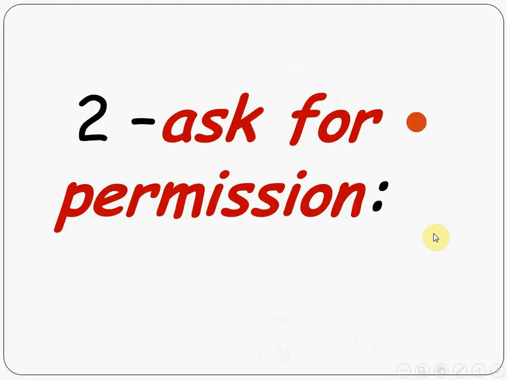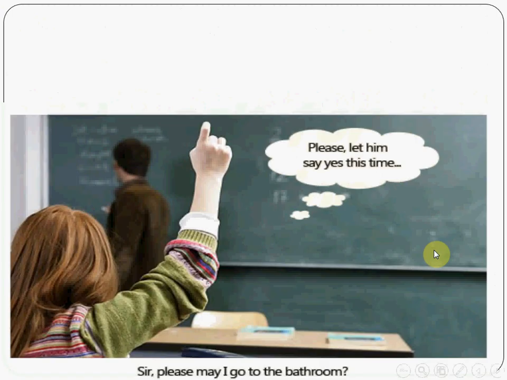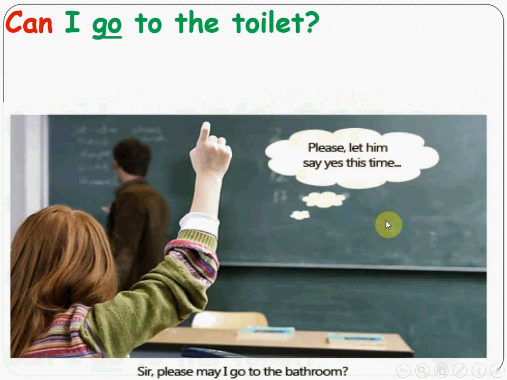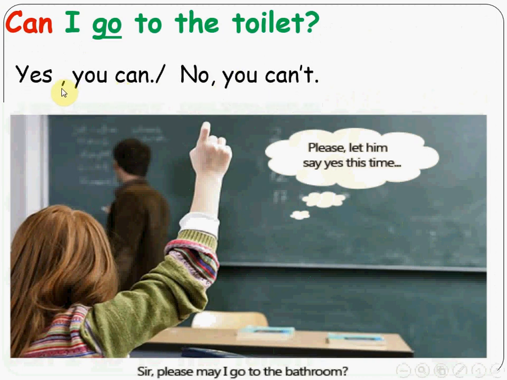Number 2, to ask for permission. So again, we said that we use can to talk about abilities. And number 2, to ask for permission. For example, can I go to the toilet? So this way, I'm asking for permission. And here I used can. Can I go to the toilet? And here the answer will be yes or no. So the answer: yes, you can, or no, you can't.